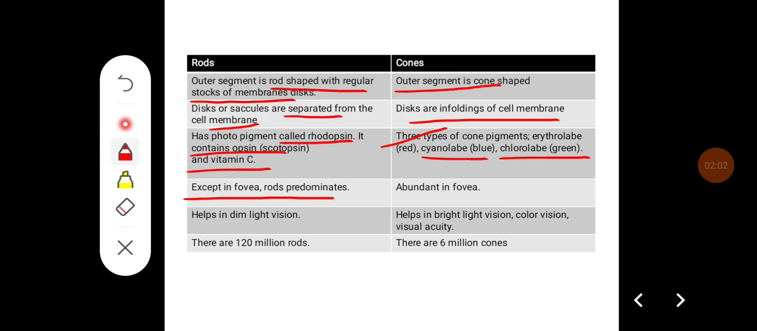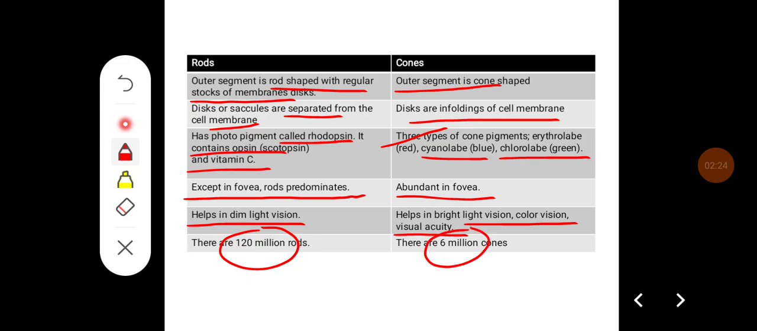Except in the fovea, rods predominate everywhere in the retina, whereas the cones are abundant in the fovea. Rods help in dim light vision, whereas the cones help in bright light, color vision, and visual acuity. There are about 120 million rods in the retina. There are only 6 million cones in the retina.